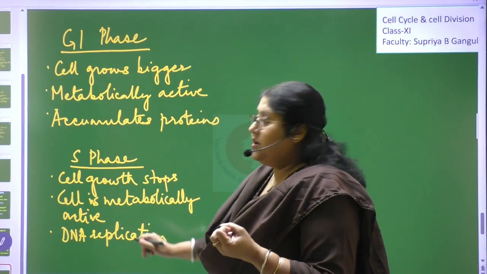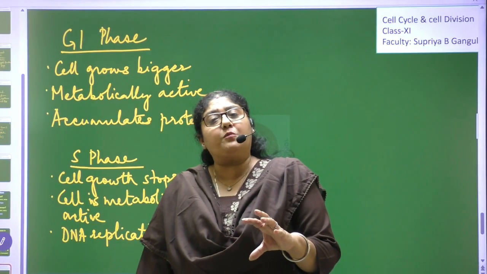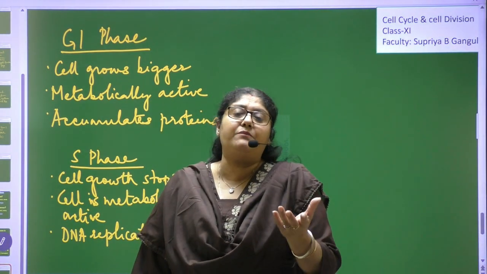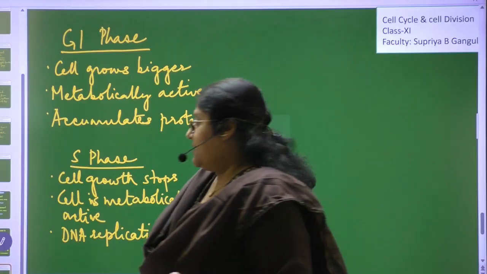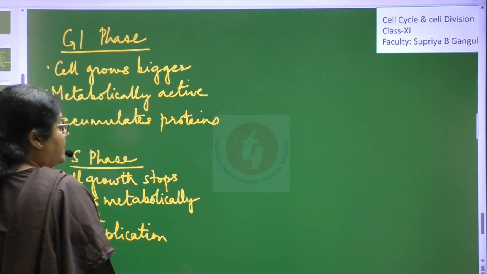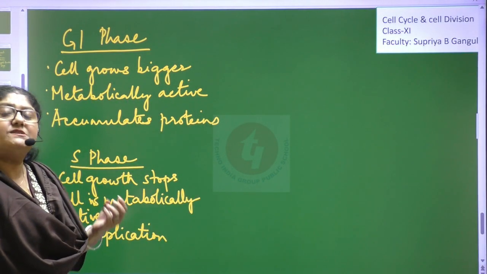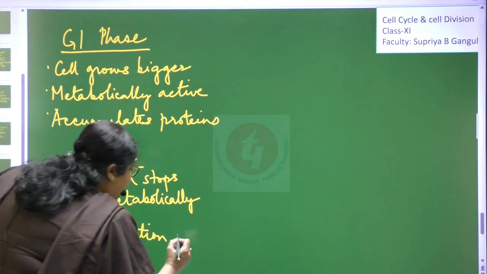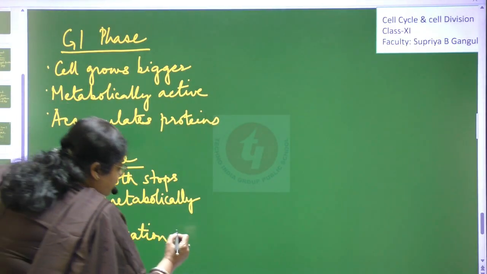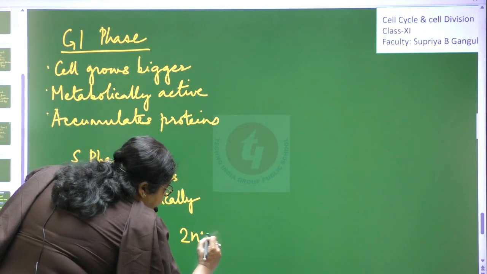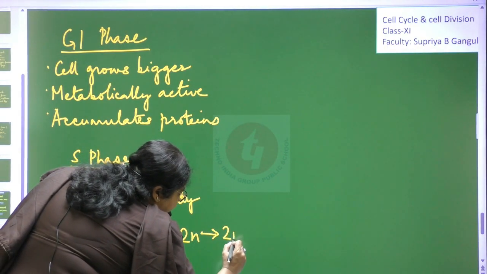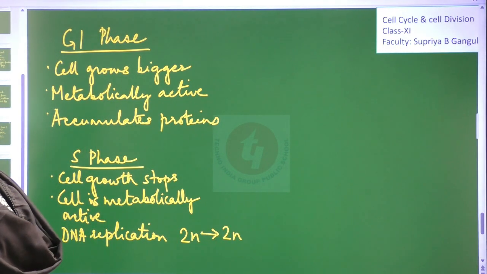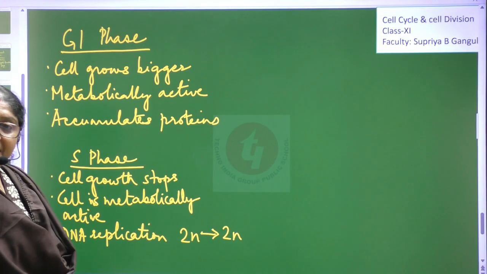So at the end of the S phase, the number of chromosomes will remain the same. Only thing is the amount of DNA in them will double. How do you denote the number of chromosomes? We represent it by N, right? So at the end of DNA replication phase, the number of chromosomes will remain the same. That means if it is a diploid cell, 2N will continue to be 2N.